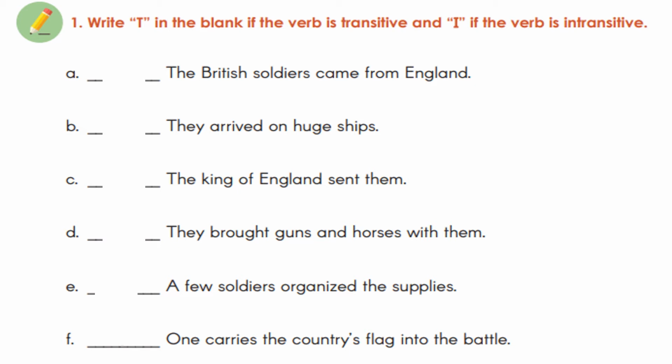Letter A. The British soldiers came from England. So we have the subject here, which is the British soldiers, and came is the action verb. Okay, can you see a direct object? The British soldiers came from England. So this is transitive or intransitive? Excellent, intransitive verb. Letter B. They arrived on huge ships. So they is the subject and arrived is the action verb. Can you see a direct object here? So this is intransitive verb.